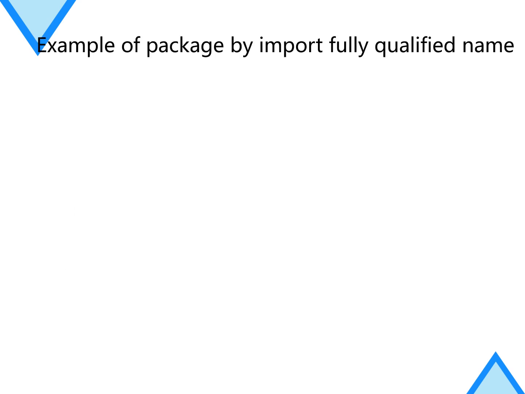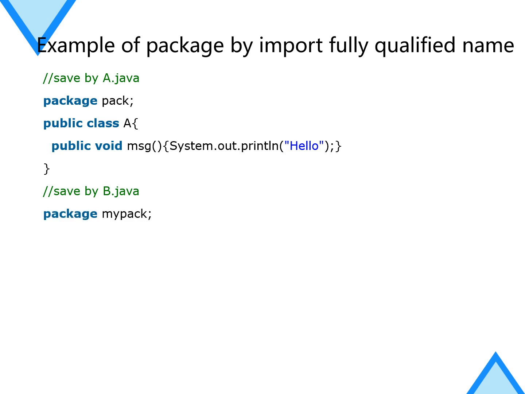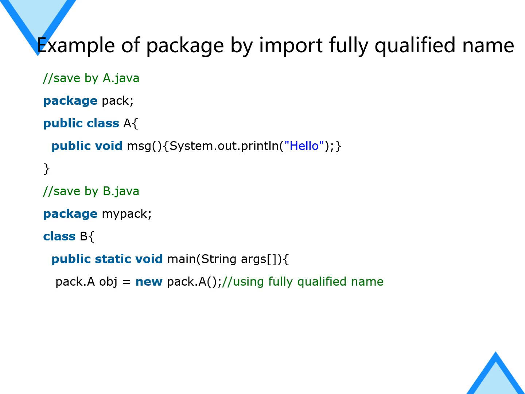Let's see an example of a package which we import using the fully qualified name. We have a package with the name pack, a class A, and inside class A a method msg, in which we print the message hello. We will save the first program as A.java. Now we have a second package, mypack, and we will save this as B.java. We have class B, and we have a main method.